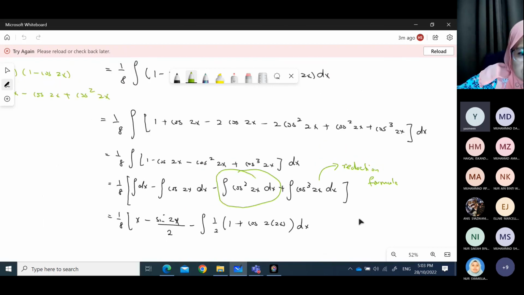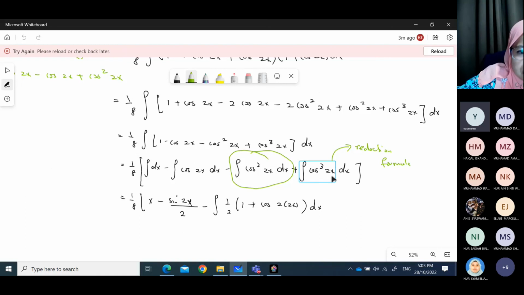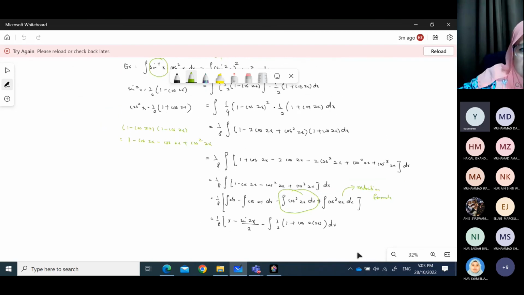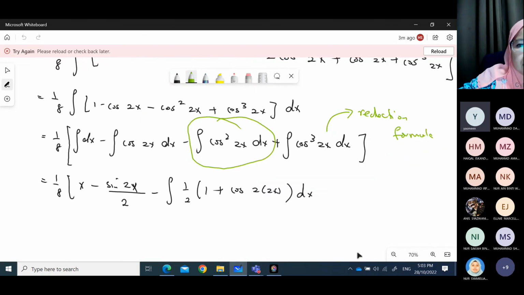Okay. Alright, so cuba selesaikan yang ini. Yang ini you kena gunakan reduction formula yang tadi itulah. Okay. Try buat. Nanti next session kita bincangkan. Boleh?